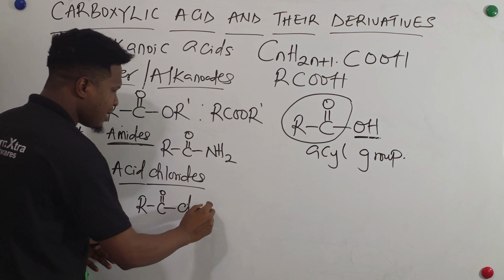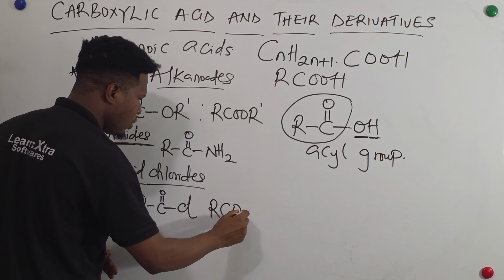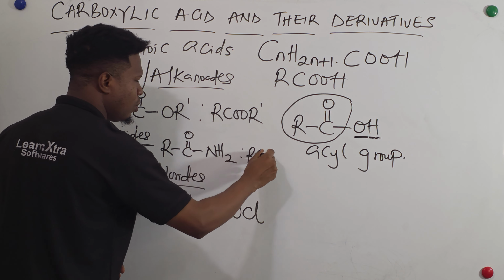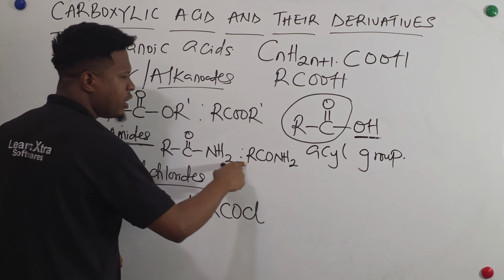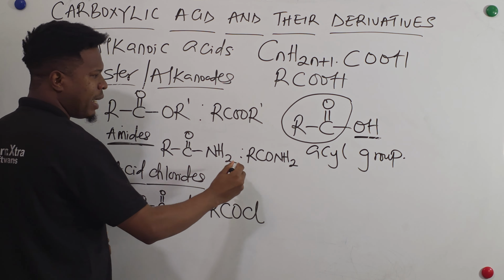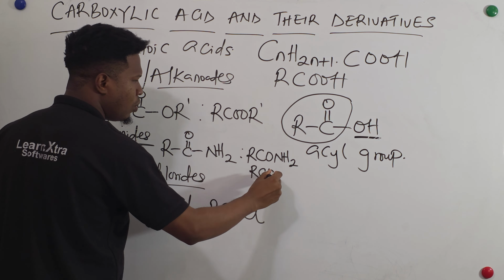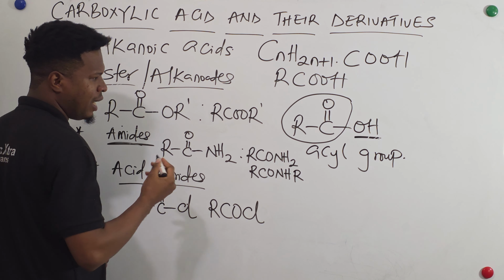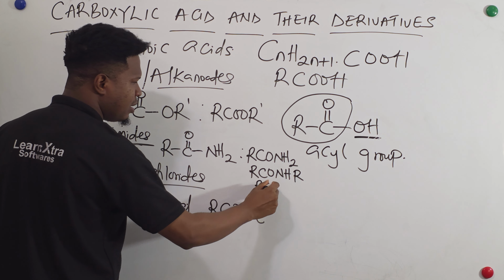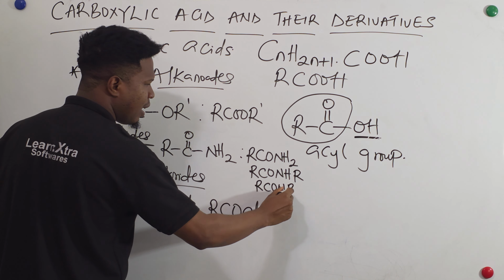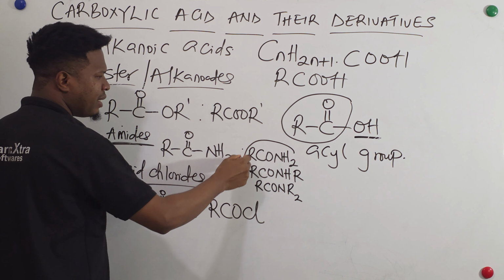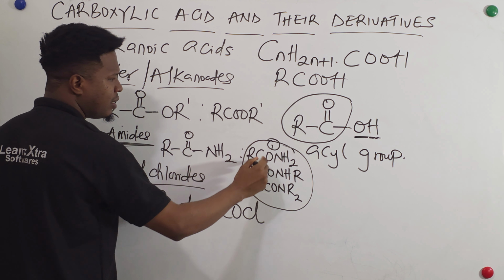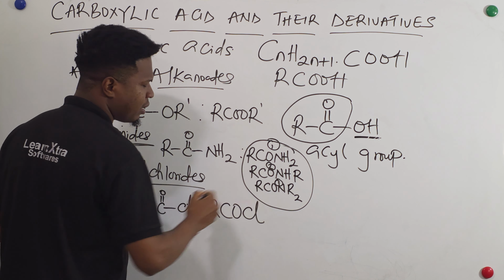So we can represent it as RCOCl. Why this can also be written as what? RCONH2. This is for primary amide. The secondary amide will be RCONHR. For tertiary amide it will be RCONR2. So all these are amide. They are classified as amide, but this is primary, this is secondary, this is tertiary amide.